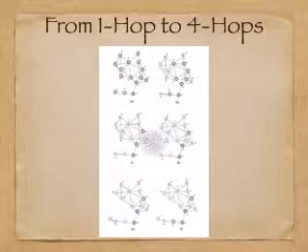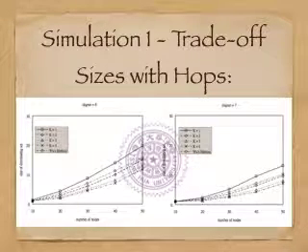And what will be our simulation? Our simulation tries to compare ourselves with the Wu and Li algorithm for K equals 1 hop, 2 hop, 3 hop, and 4 hop.